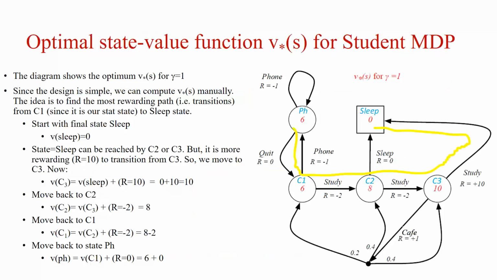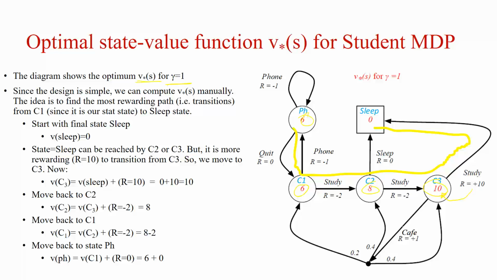Now, here is a diagram that shows the optimum state values for our example when the return equals 1. To determine these maximum state values, you can work your way backward from the sleep state, and you can see that if you plug in the reward that you are getting, here we have R equals 10. It must be the value of the state value, because after that we go to 0.